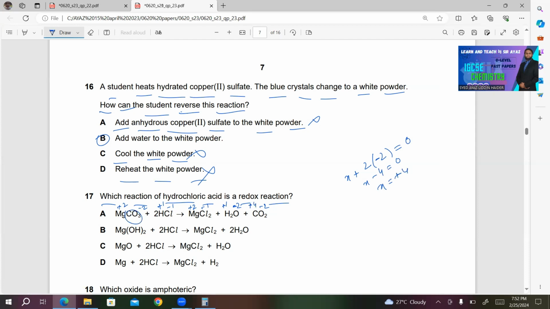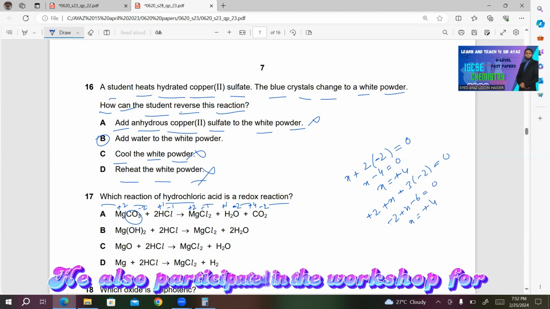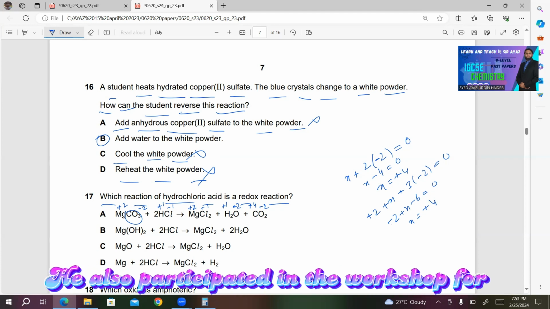In the carbonate ion, if you work out the charge of carbon, we have +2 for the magnesium. For carbon, we have plus X, and 3 oxygen atoms, so plus 3 multiplied by -2. Overall 0, we have +2 + X - 6 is equal to 0, or X is equal to +4. So there is no change in the oxidation number or state of any elements in this reaction. So A is the incorrect answer.